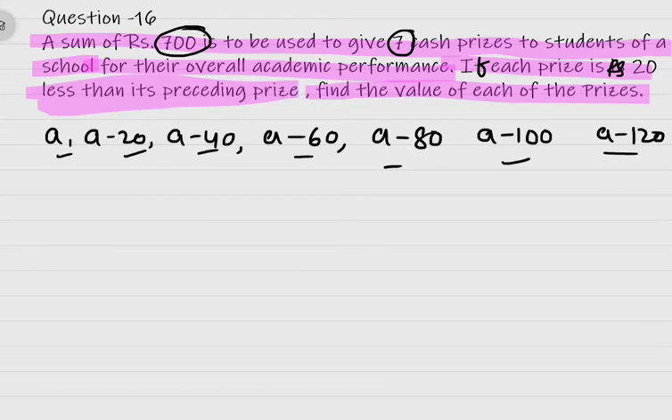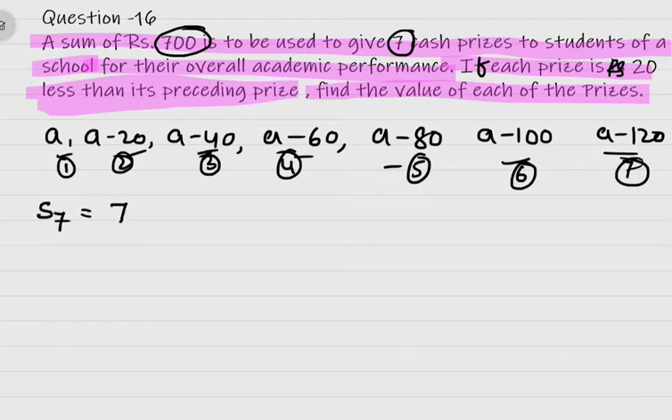We have 7 prizes: 1, 2, 3, 4, 5, 6, 7. Now each prize is decreasing by rupees 20. The first prize was A, so the second prize is A minus 20, the third prize A minus 40, like this. Now the sum total of all these is rupees 700. So that means S7 is equal to 700.